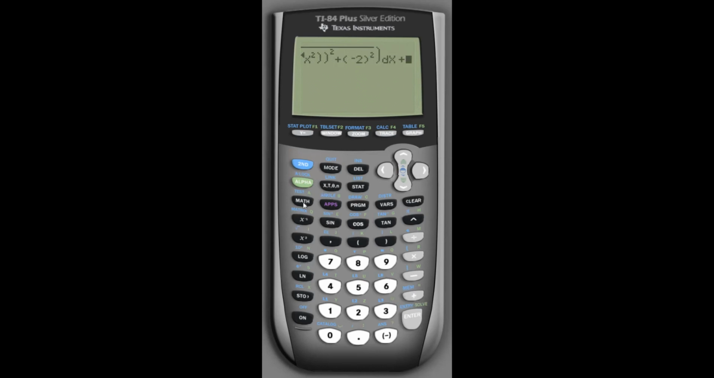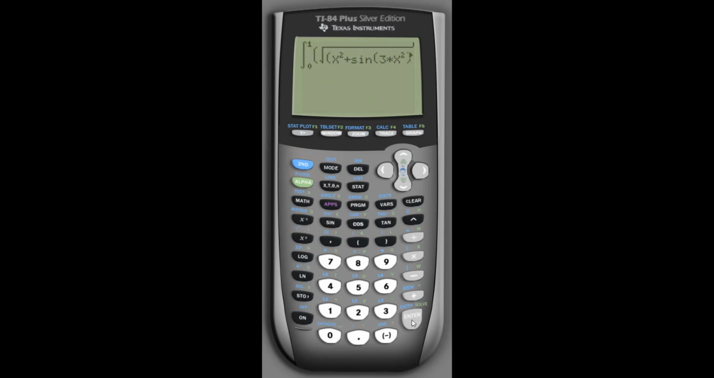plus another integral, mathematics, integral from 1 to 2 of the square root, in parentheses, x squared plus sine 3 times x squared, close parentheses, close another parenthesis, squared, plus, in this case 0, plus 0 squared, and again with respect to x.